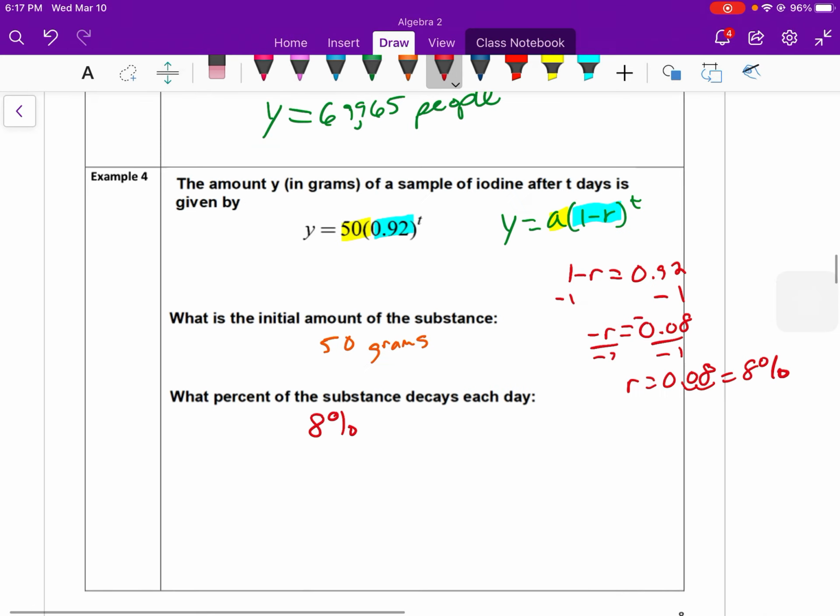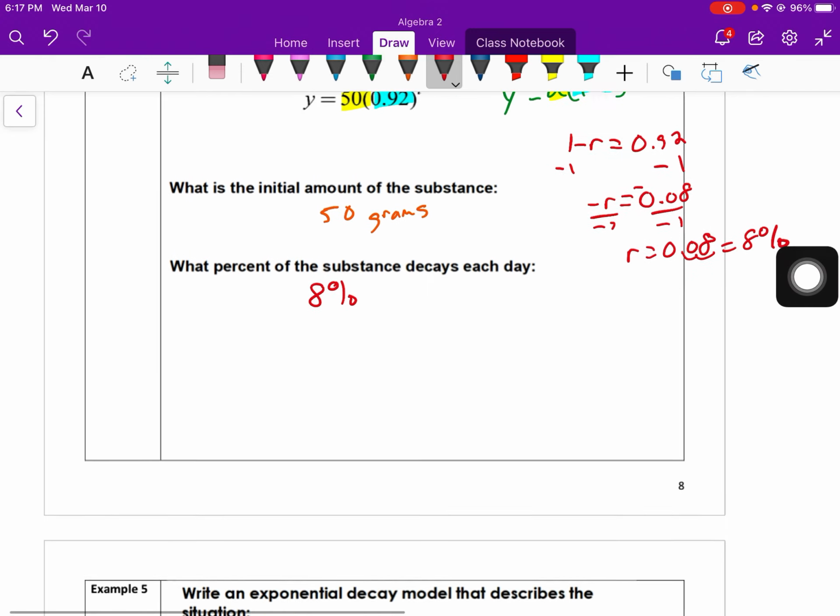So 8%. Also, you could do some mental math. We know it's a decay, so when 1 represents 100, what's the difference between 100% and 92%? 8%. But this just shows you that you can solve for r.